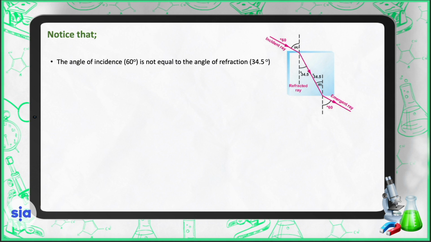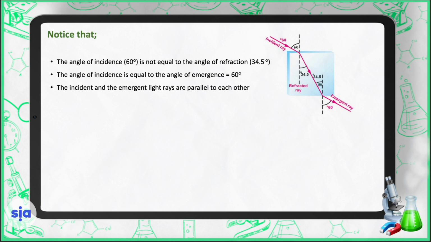And please notice that the angle of incidence, which is equal to 60 degrees, is not equal to the angle of refraction, which is equal to 34.5 degrees. These numbers are examples only. The angle of incidence is equal to the angle of emergence. Both of them are equal to 60 degrees. The incident and the emergent light rays are parallel to each other. Notice this line and this line, both of them are parallel to each other.